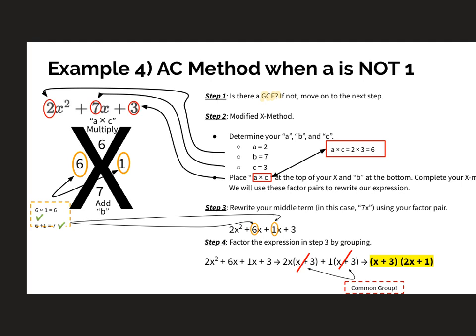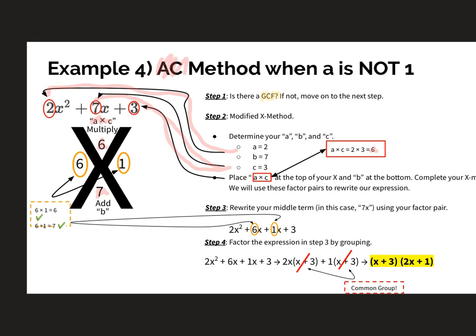Step 2 requires me to do the modified x method, and this is where your AC really comes from. Your AC comes from multiplying your a times c together. So first, determine what your a, b, and c are. Your a is going to be 2, your b is going to be 7, and your c is going to be 3. We want to multiply a and c together. When we multiply a and c together, we get 6, and that's why I put that at the top. And then we still place b at the bottom, right over here.